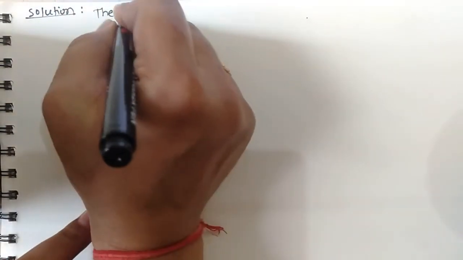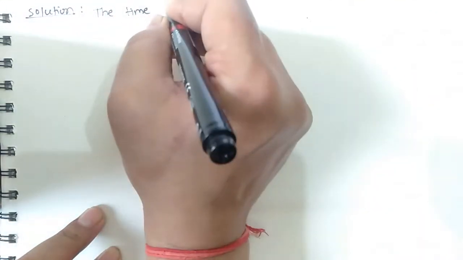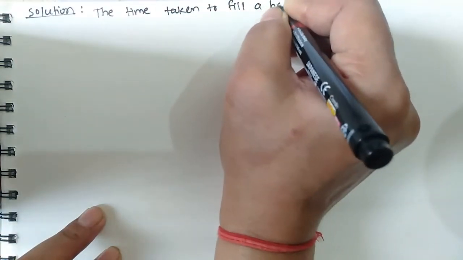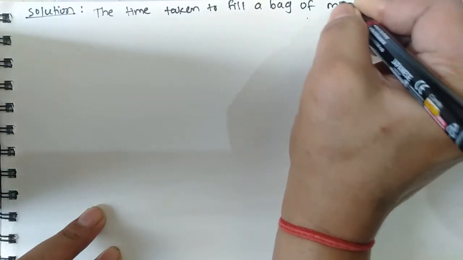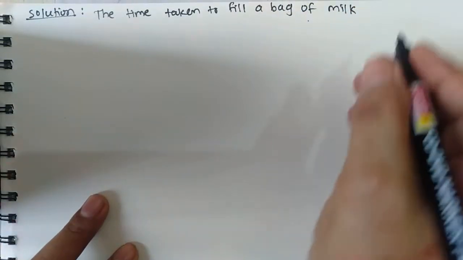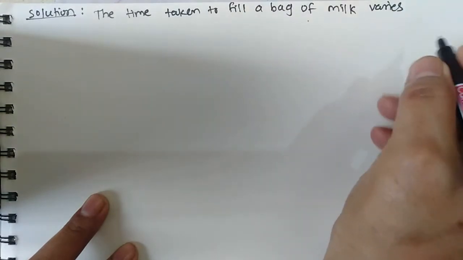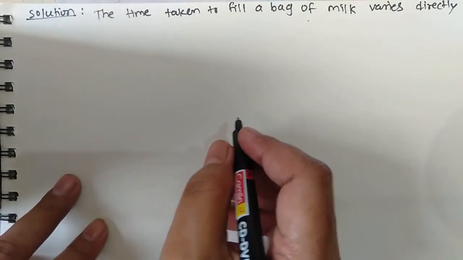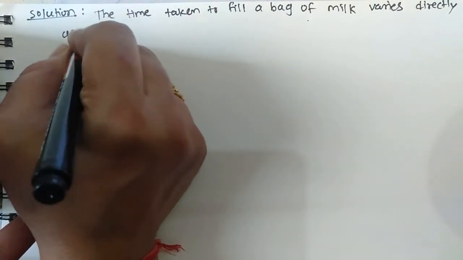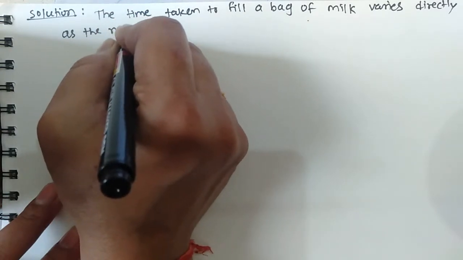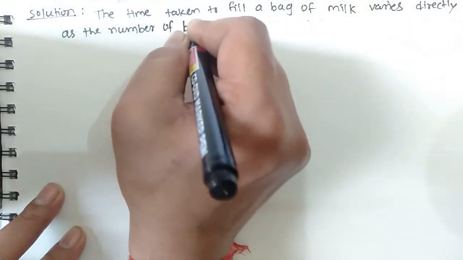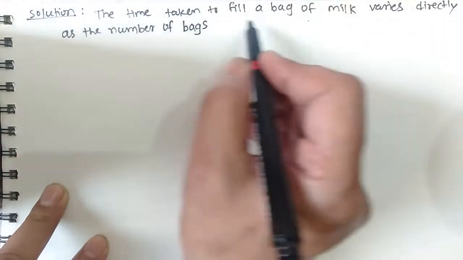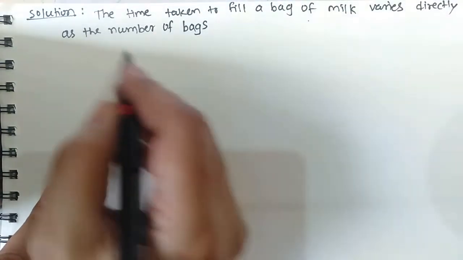The time taken to fill a bag of milk varies directly as the number of bags. Correct? So firstly we assume the letter for these both quantities.